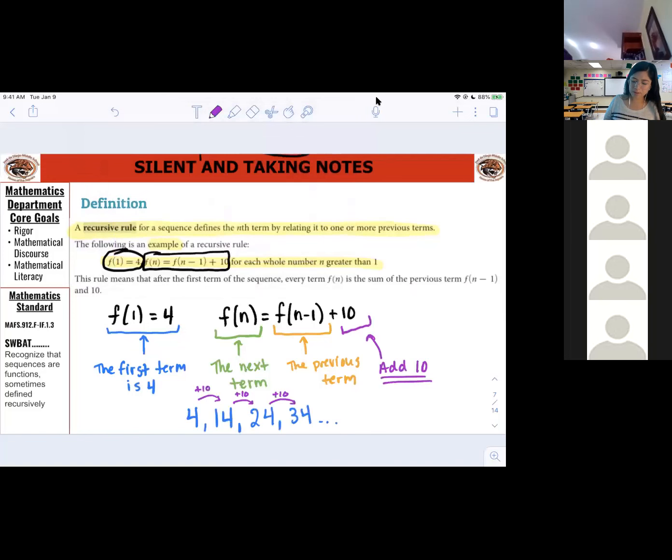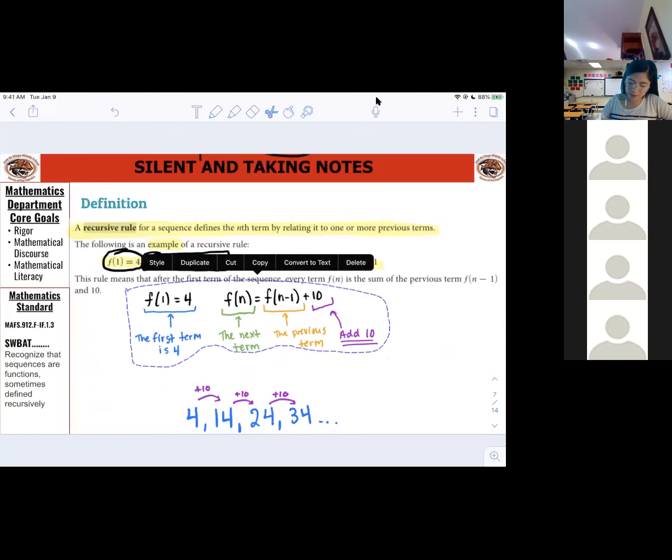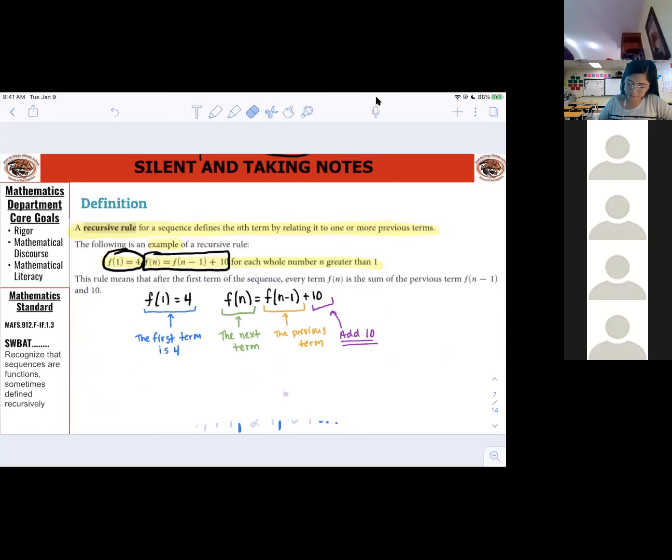So, even though this whole equation looks confusing, it's literally telling you, with math, what to do to the previous number to get the next one. I'm going to make this a little bit smaller and rewrite my sequence really quick. I'm going to make it in a chart just to keep things organized.